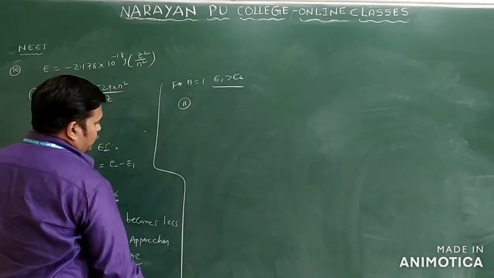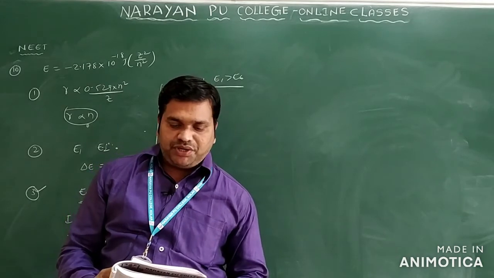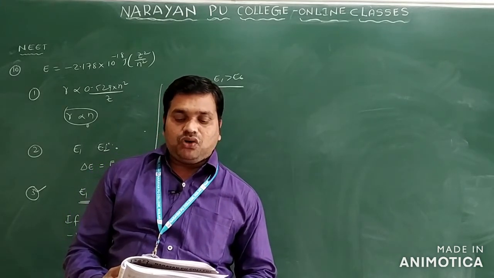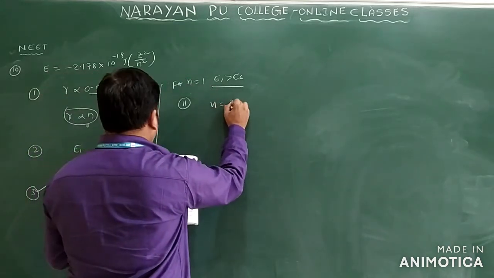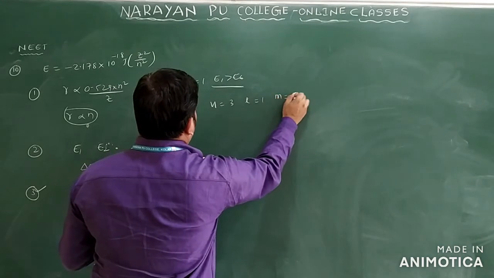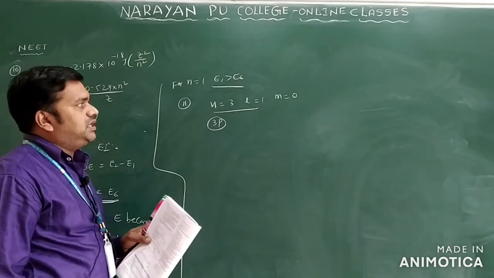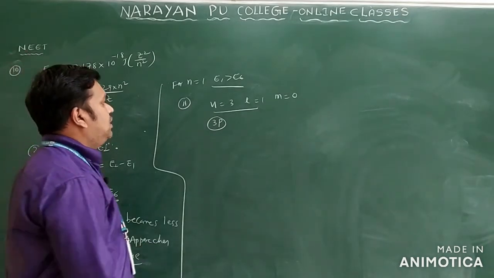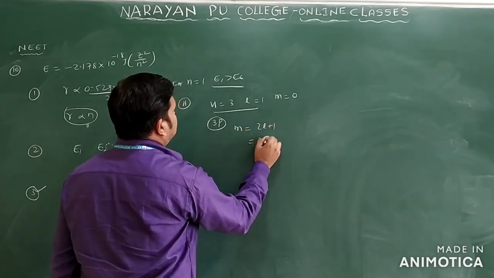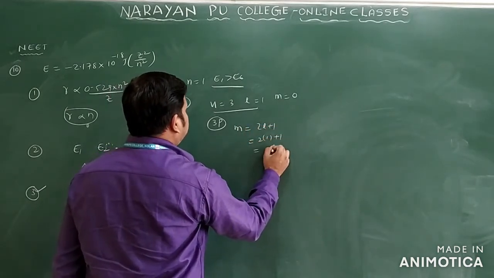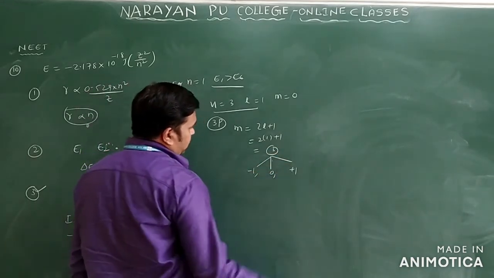Now to question number 11. What is the maximum number of orbitals that can be identified with the following quantum numbers? They are asking the maximum number of orbitals. n is equal to 3, l is equal to 1 and m is equal to 0. With n equal to 3 and l equal to 1, that is the 3p orbital, because l value 1 is the p orbital. For m, you know the formula, 2l plus 1, which is 2 into 1 plus 1, that is 3. So the possibilities are minus 1, 0 and plus 1.